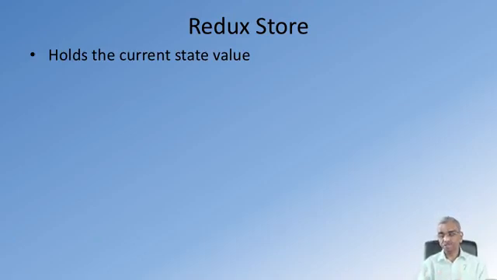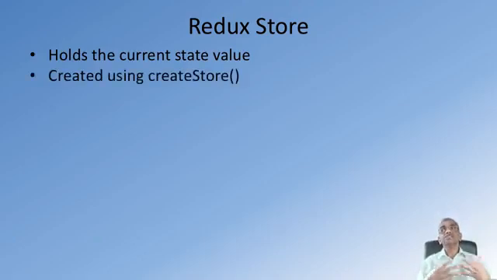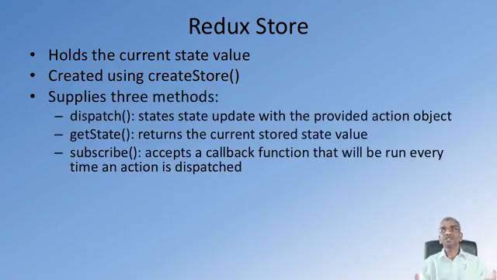as a pure JavaScript object. And this Redux store is created in your code using this createStore method call that we will do. And so that's how you end up initializing the Redux store. This Redux store also supplies three methods. It supplies a dispatch method.